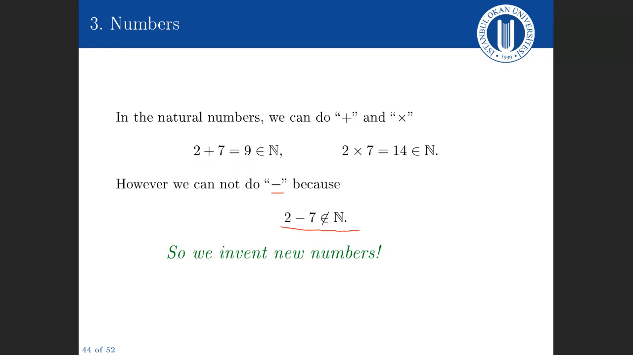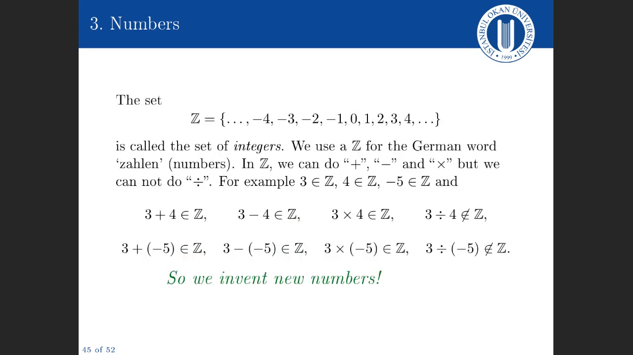What did humans do in our history when we realized that we wanted to do subtraction? We invented new numbers. And we invented the set of numbers called integers, or all of the natural numbers, 1, 2, 3, 4, 5, 6, etc., and 0, and all of the negative numbers, minus 1, minus 2, minus 3, minus 4, minus 5, etc.